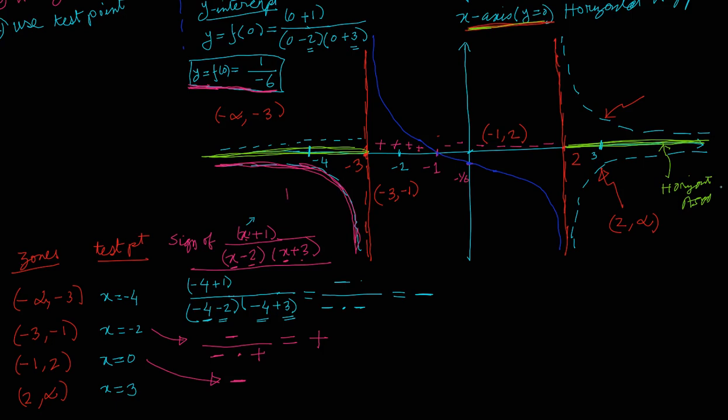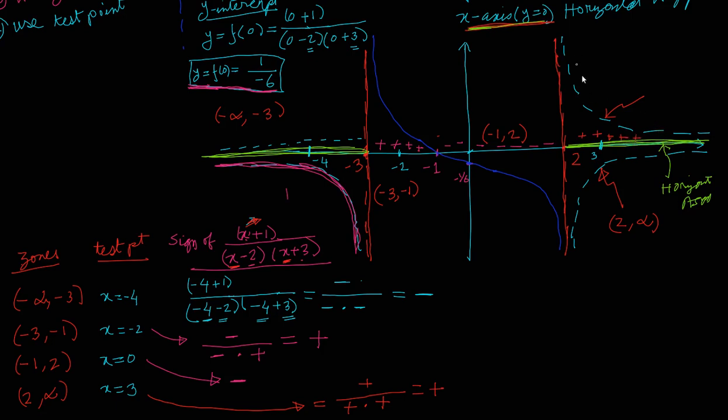Let me use another color. When x equal to 3, what happens? On the numerator, 3 plus 1 is positive, and then 3 minus 2 is also positive, multiplied by 3 plus 3, which is 6, also positive. I have 3 positives, so ultimately it is positive. So in this zone my graph needs to be above the x-axis.